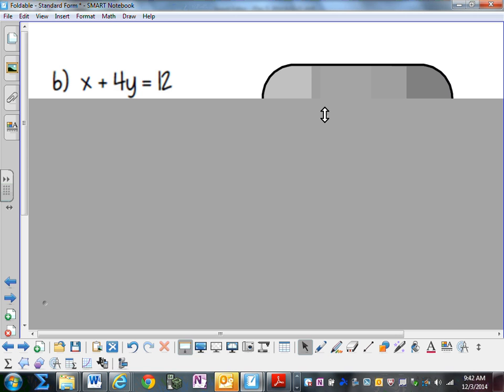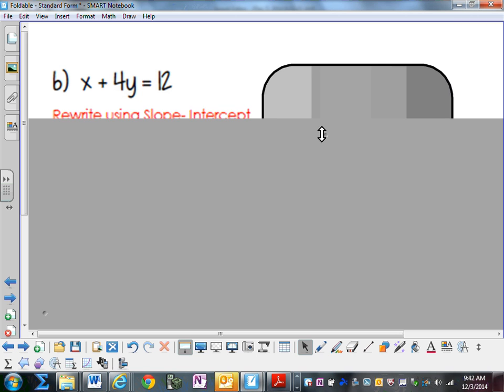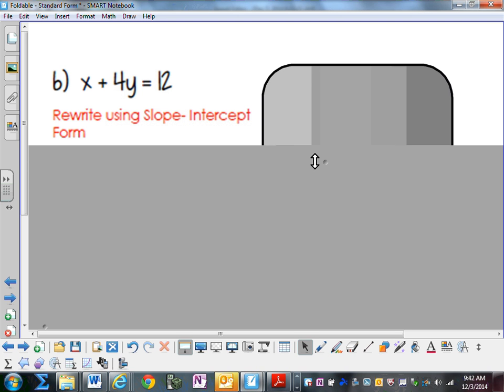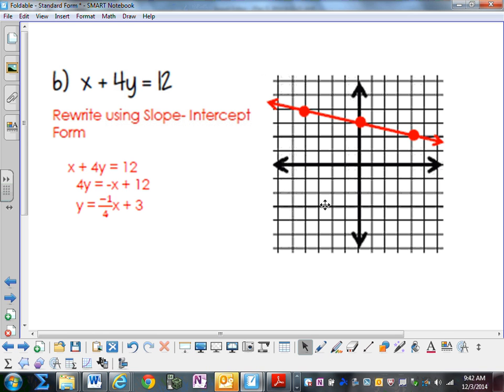x plus 4y equals 12. So rewrite using the slope-intercept form. Now if I look at this equation and wanted to graph the intercepts, if y is 0, x is 12. So the x-intercept would be off my graph. So I may choose in this instance to go ahead with the slope-intercept form. Unless I had a really big graph, then I could go ahead and do my intercepts, where x would be 12 and y would be 3, negative 3.